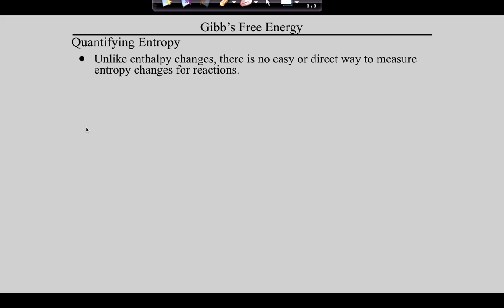So the first thing we're going to do is talk about quantifying entropy changes. Now guys, to do this, it's a little bit tricky. You may want to include this in your notes. So guys, unlike enthalpy changes, entropy changes. Did I say enthalpy the first time?